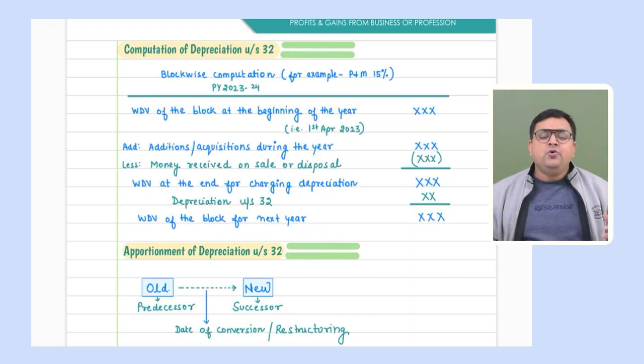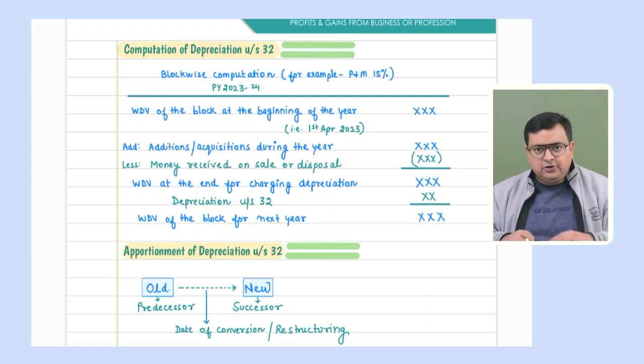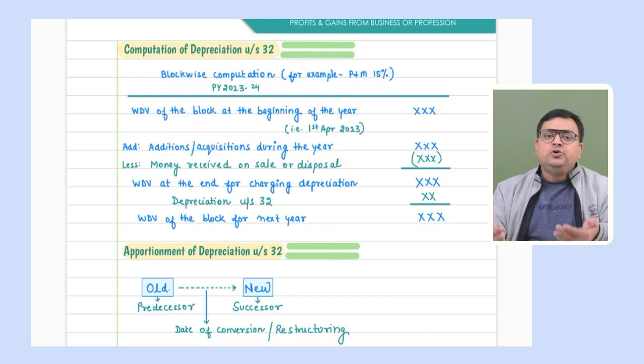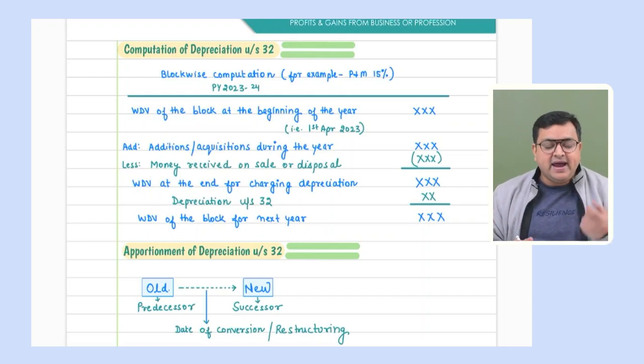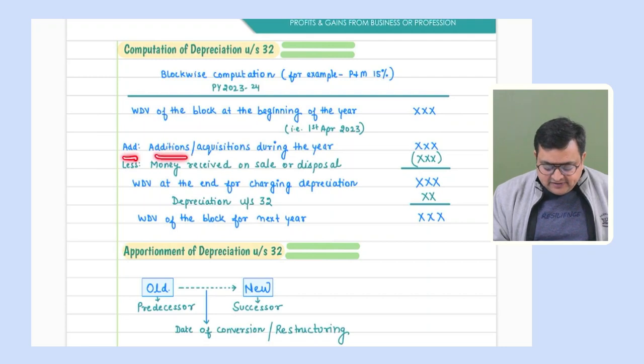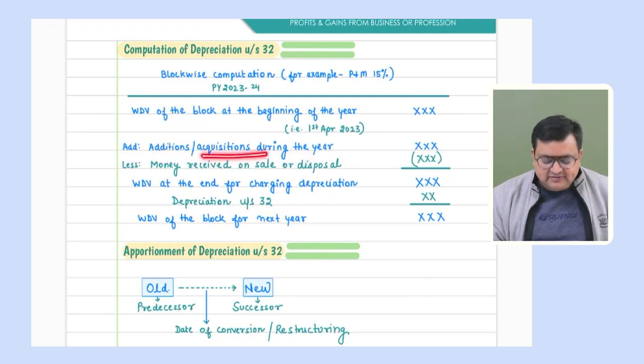If you have acquired any asset which should form part of this block, then you will make it part of this block by adding it. So please add additions during the year, or I can say acquisitions during the year.